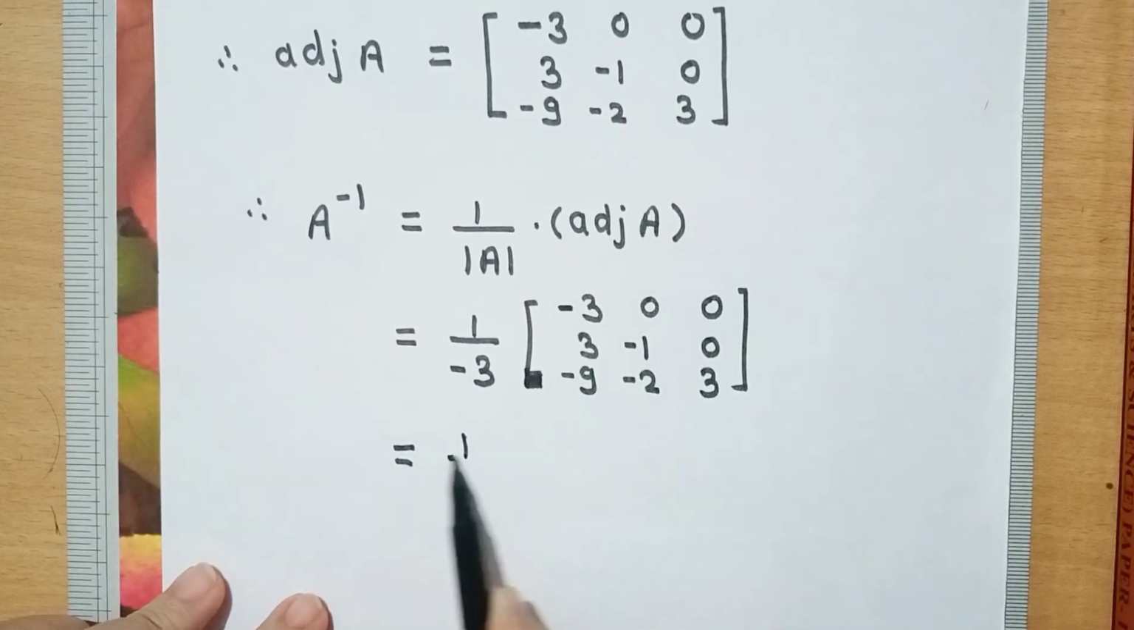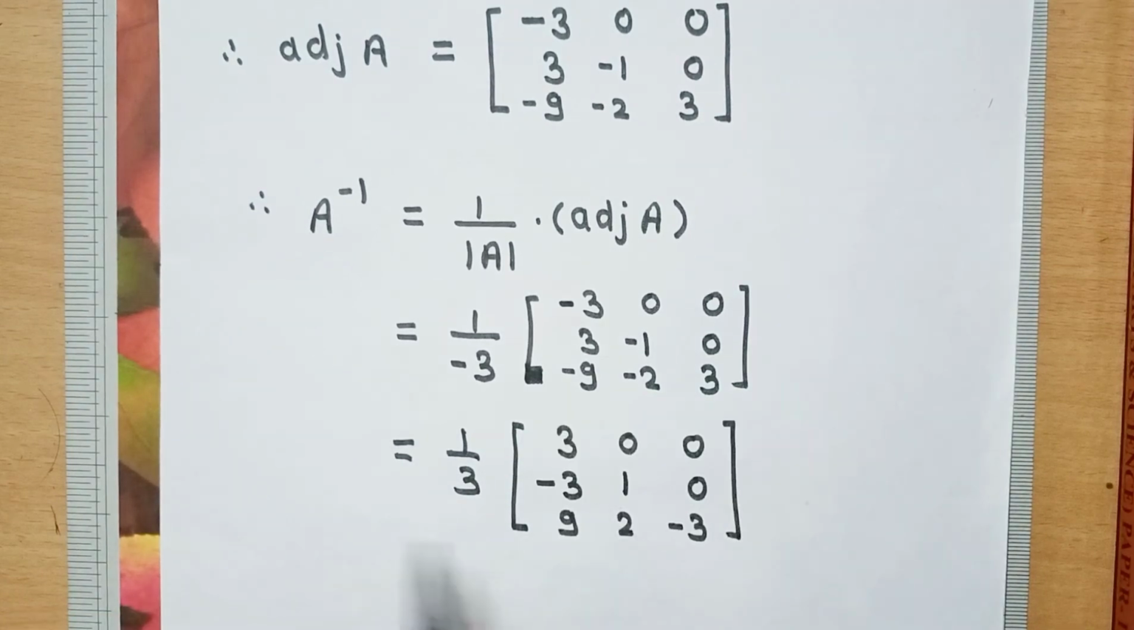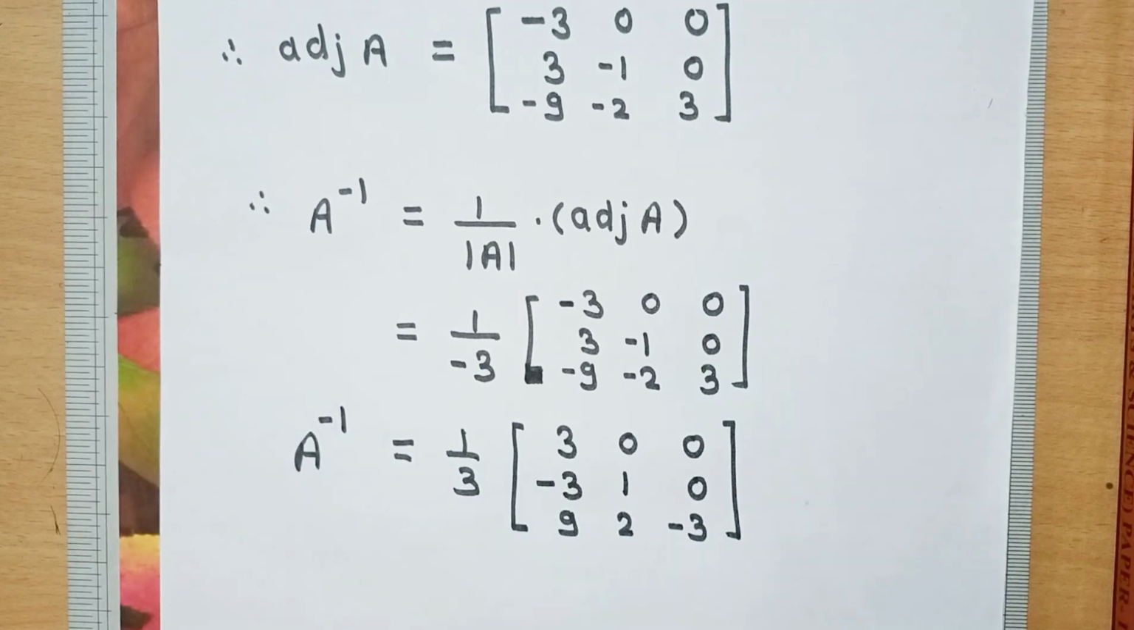So we have 1 upon 3, which is A inverse, found in the same way. You can find the inverse of 2 by 2 or 3 by 3 matrices.